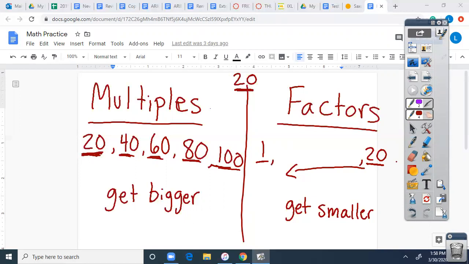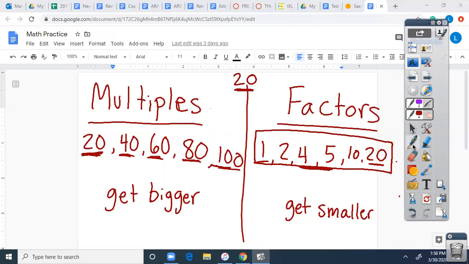Can we multiply anything else to get 20? All right, so we don't want to miss any, so let's just start. Can we do 2 times anything? Yeah, 2 times 10, right? So I've got 1, 2. Can we do 3 times anything to get 20? No. Can I do 4 times something to get 20? Yeah, I could do 4 times 5. That's 20. And then once these numbers match up, there's not a number in between 4 and 5, right? Then you know those are all of your factors. So the factors of 20 are 1, 2, 4, 5, 10, and 20.